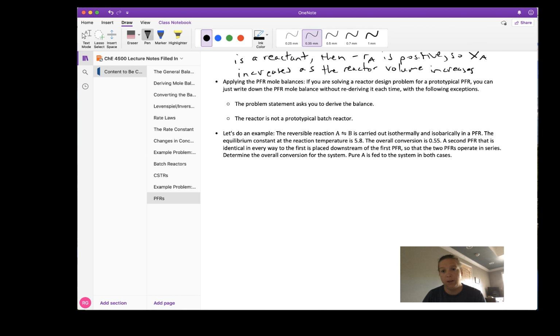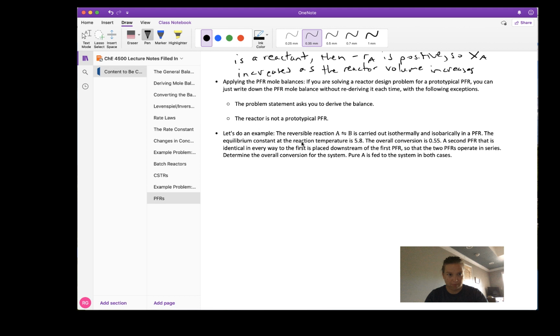With the following exceptions: one is if we ask you to derive the balance, then you should derive it. And two is if it's not a prototypical PFR. So, for example, if it's a membrane reactor, in that case, you can't use the PFR mole balance for the membrane reactor because it's not valid for that reactor. Or if one of the assumptions that we had made for the PFR were not applicable to your system, then the PFR mole balance probably isn't applicable either. But if you have a prototypical PFR, you may just write down the correct form of the balance.